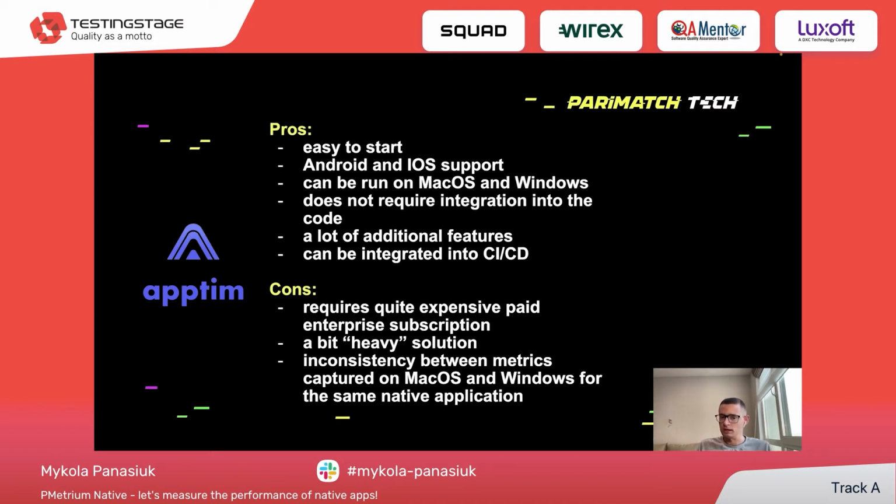And at some point of working with this instrument, we noticed some inconsistency between metrics captured on macOS and Windows for the same native application, even for the same flow with the same speed and network speed, for example. So at this moment, we also gave up on Optim and continued to investigate.